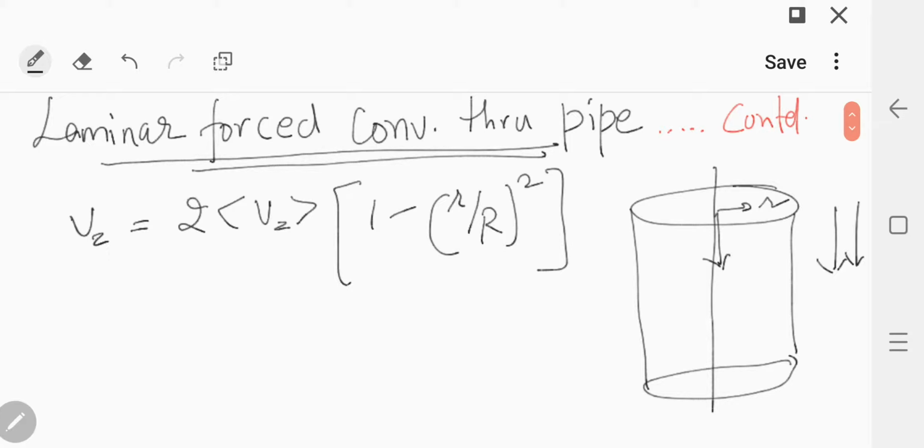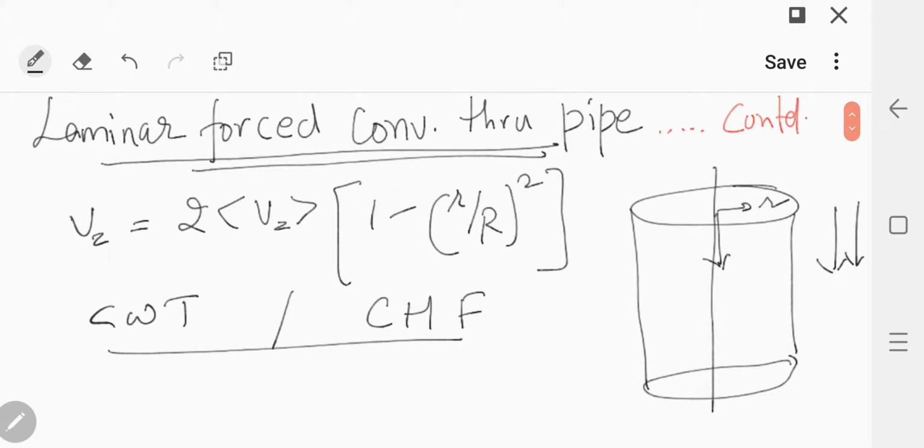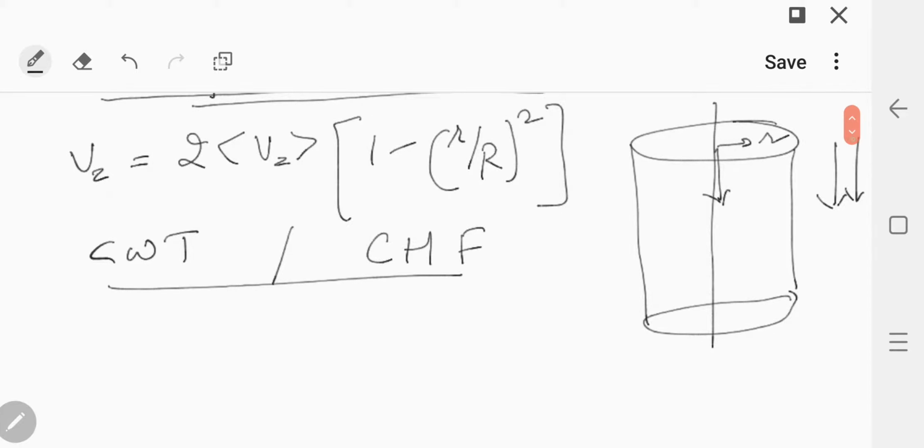Now the heating is carried under two boundary conditions. One is constant wall temperature conditions and the other was constant heat flux conditions. So based upon these two boundary conditions and based upon one more additional condition, that Peclet number was considered to be much greater than 1.